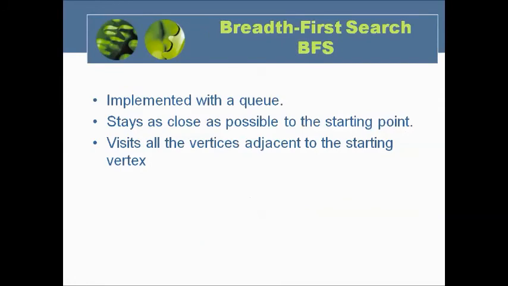So what about the breadth first search implemented with a queue? Queue means what? Waiting, diba? So it stays as close as possible to the starting point. Visit all the vertices adjacent to the starting vertex.